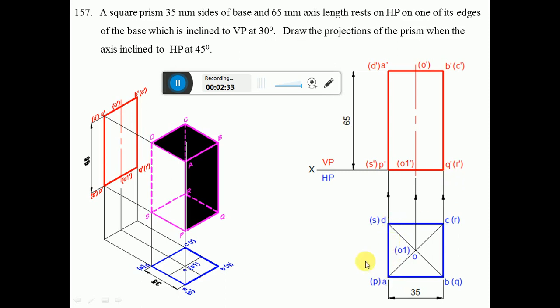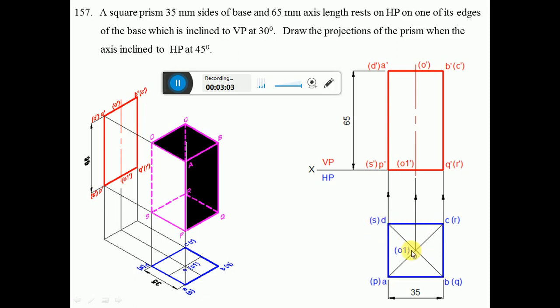First, when you look from the top view, you have a square of 35 mm side. So first you draw a line of 35 mm, and similarly you draw a vertical line and measure 35 mm here also, and you complete the square of 35 mm side, wherein AB, BC, CD and DA are joined with a dark line. Similarly PQ, RS are in brackets, so they are invisible.